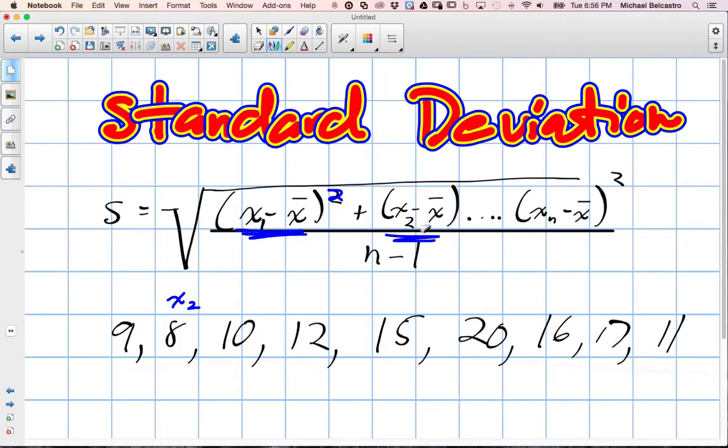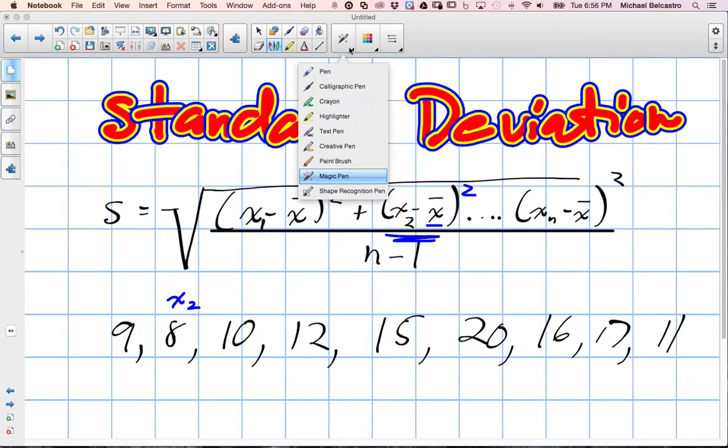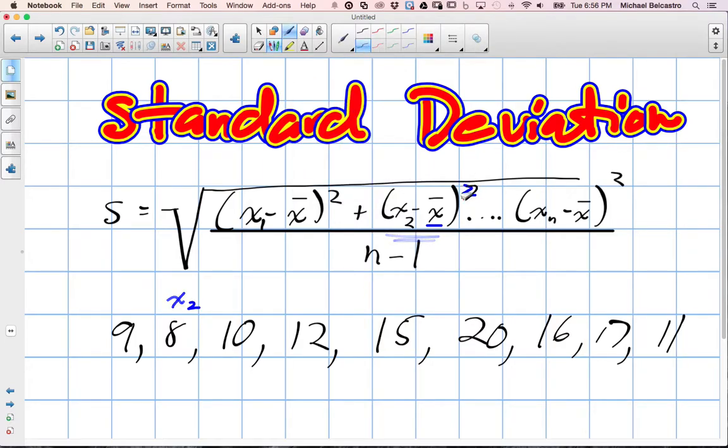So this being x2, subtract the mean. I'm going to write it in there. We square that number, and then we add it all the way up to the very last term. They use the number n because it depends on how many pieces of information there are. Then you divide it by n minus 1. So we have to figure out n, how many numbers there are.